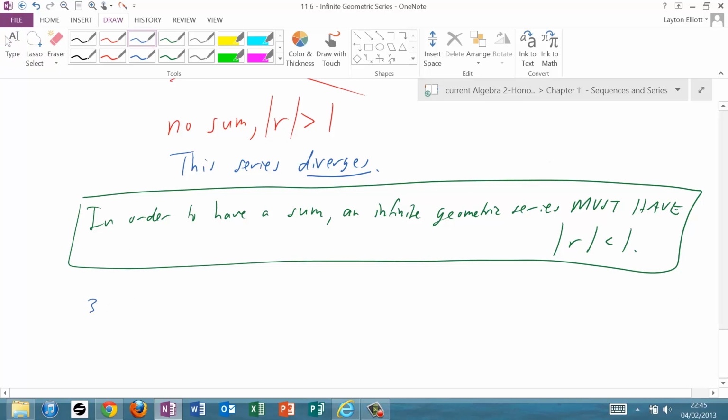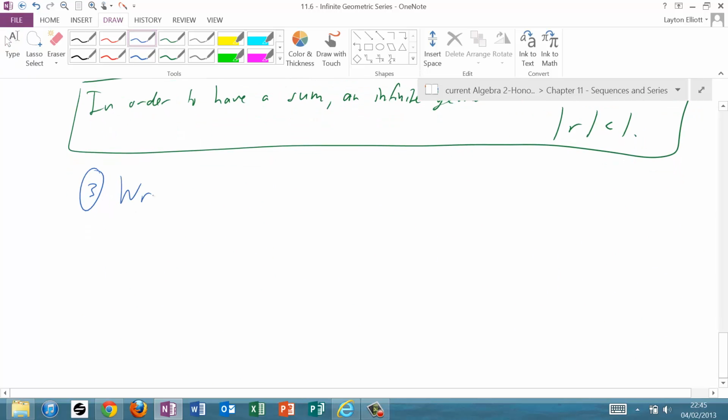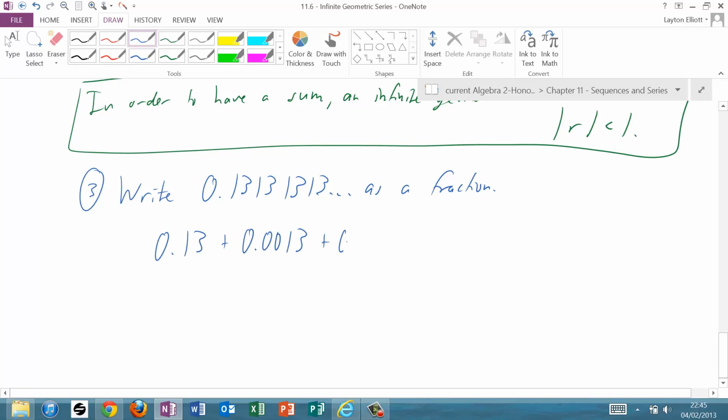Okay, we're going to shift gears here. I'm going to try another example. I'm going to write 0.13131313... as a fraction. I'm going to do this using an infinite geometric series. So what I get is, let's take 0.13 plus 0.0013 plus 0.000013 plus dot dot dot, and we're going to add that up infinitely many times.